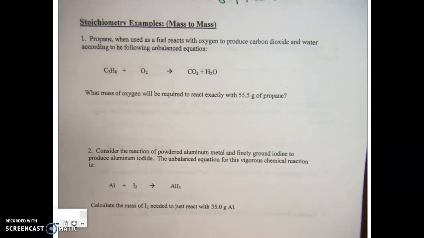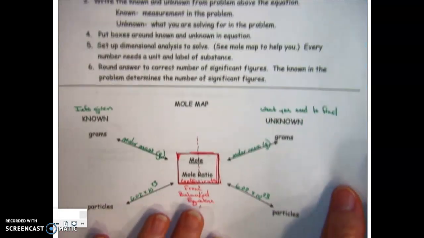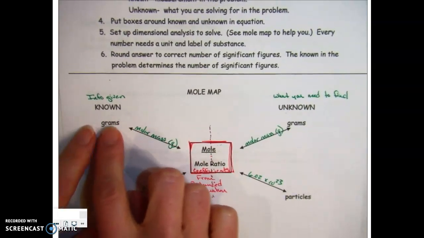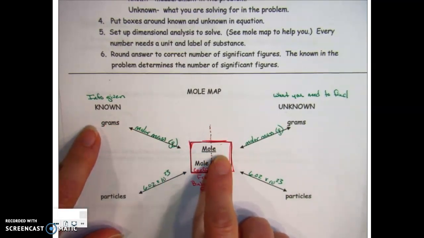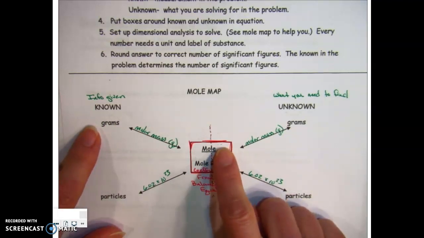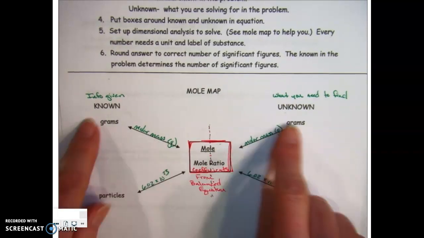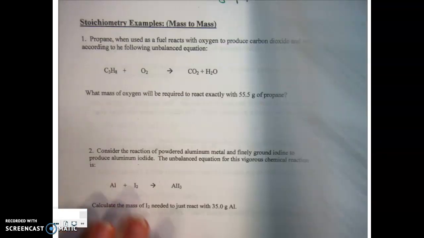Okay, the next two examples are mass to mass stoichiometry. So if you're looking at your mole map, these are going to be starting with grams, which is mass. You're going to have to convert to moles, use your mole ratio to talk about the other substance, the unknown, and then convert to grams again. Easily we could change one of those to particles. It works the same way, but my examples are both grams.